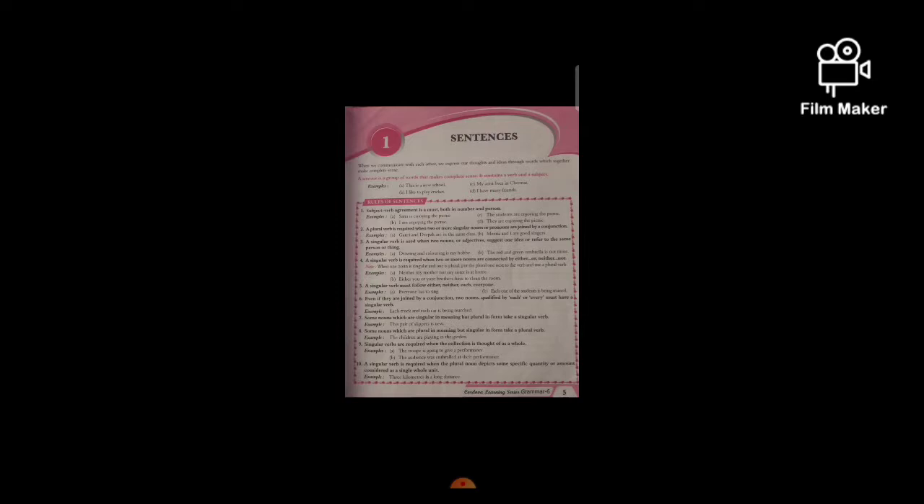Now look at the definition of example. It is given, a sentence is a group of words that make complete sense. It contains a verb and a subject. So we can say that a group of words that makes complete sense and also contains a verb and a subject is called sentence. We have some examples here.